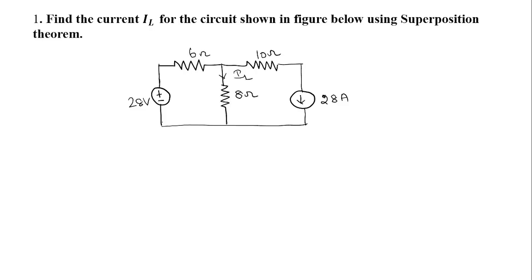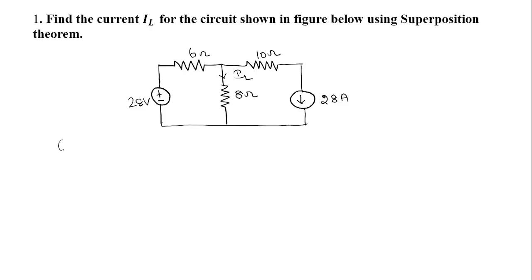As we have already discussed, the current flowing through this 8 ohm resistor is contributed by both the voltage source as well as the current source. First we have to find the current contributed by the voltage source with the current source made 0. Second, we have to make the voltage source 0 and find the current through this 8 ohm resistor with only the current source. Finally, we have to add both the currents.